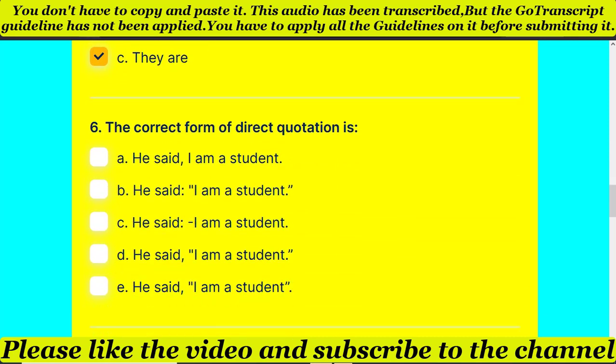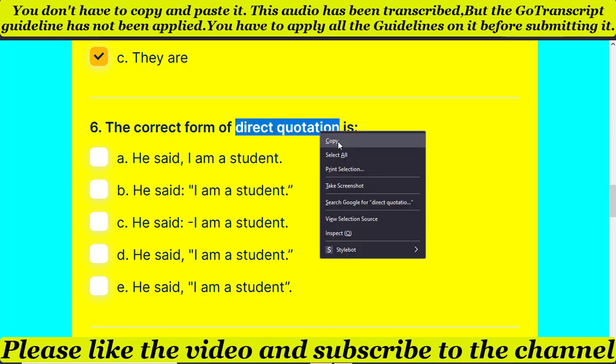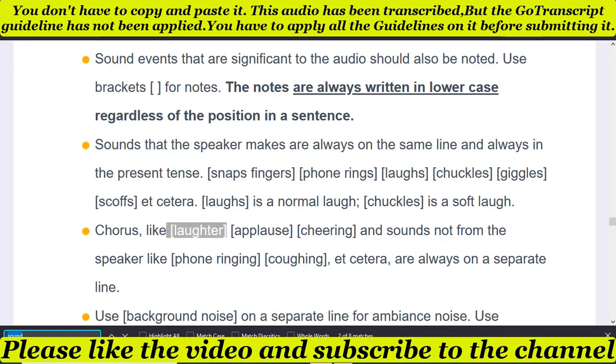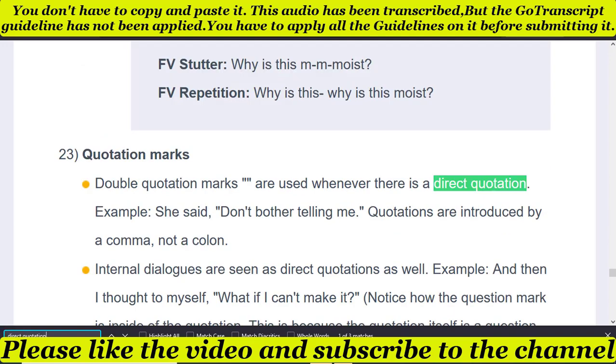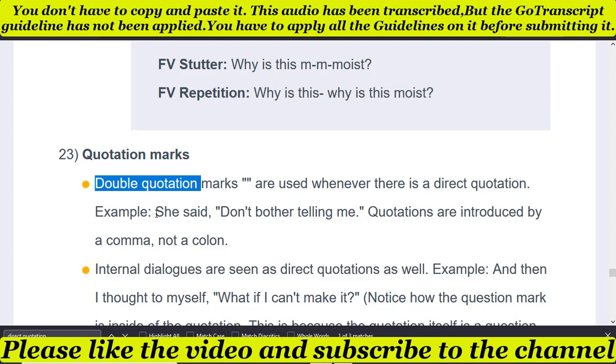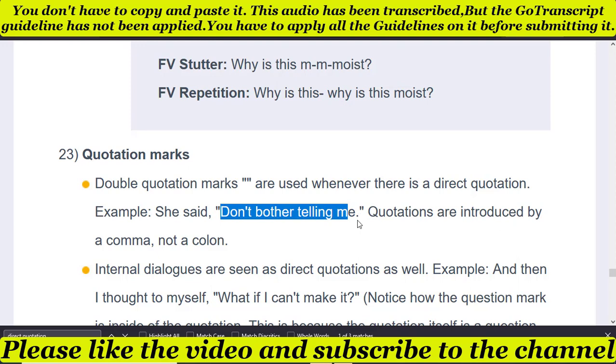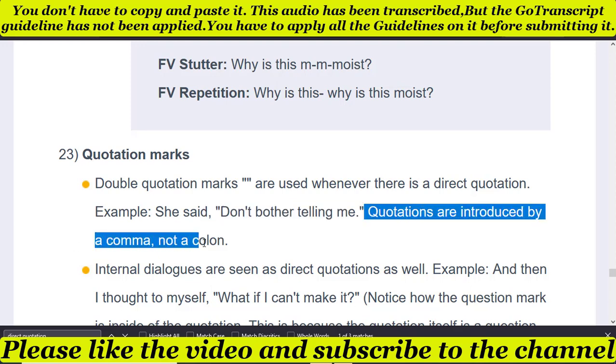The sixth question is: the correct form of a direct quotation is. Let's find the rule related to direct quotation. Copy this tag, press Ctrl plus F, and paste the word here. Direct quotation: double quotation marks are used whenever there is a direct quotation. The first rule is you should use double quotation marks. For example, she said, then a comma, then double quotation marks start, then the quote, then a full stop, and then close the quotation mark. So here is the rule: quotations are introduced by a comma, not a colon.